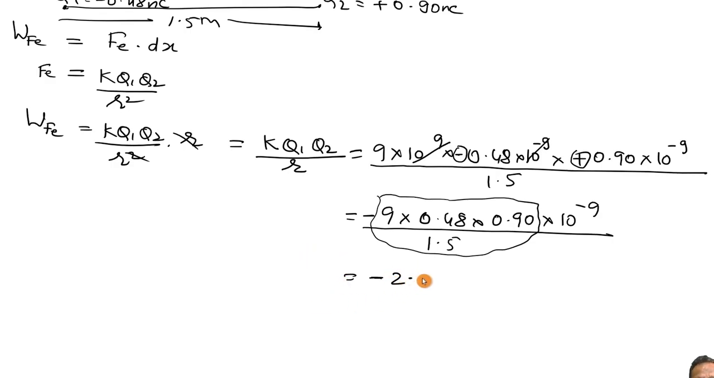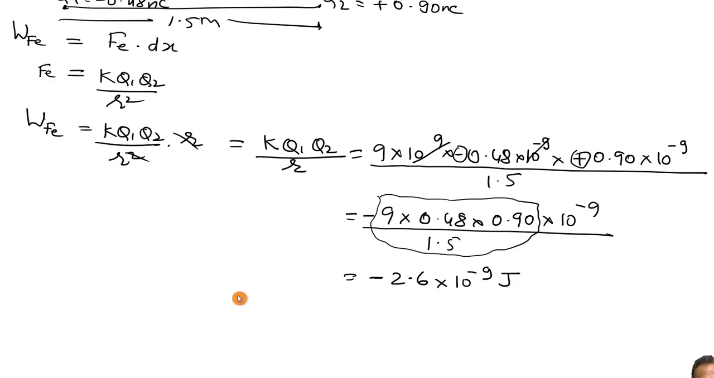If I round it to 1 dp, I am getting 2.6. So minus sign and then 2.6, and don't forget this 10 raised to minus 9 was always there, and this will be joules. Okay, so work done due to electrostatic force, that is work done due to internal force, is negative this time. Previous question we got positive work, this time we got negative.